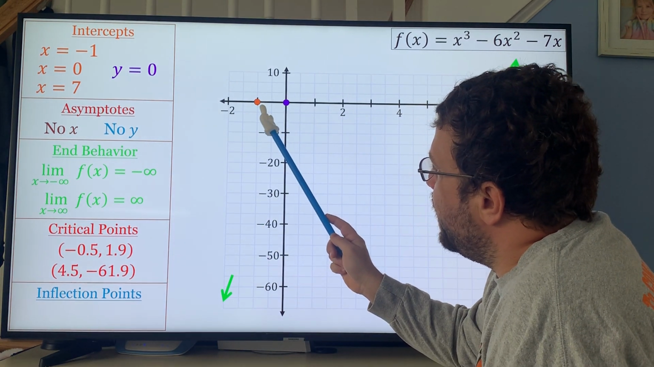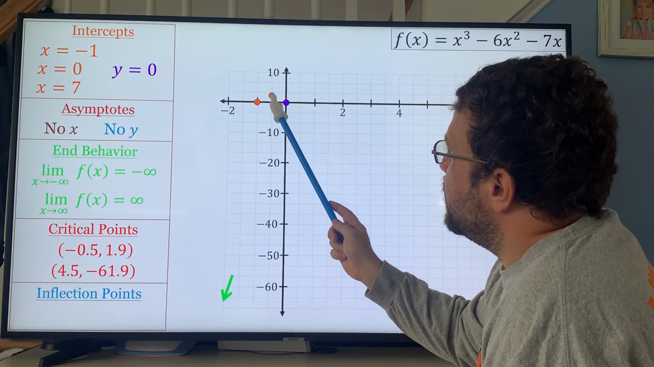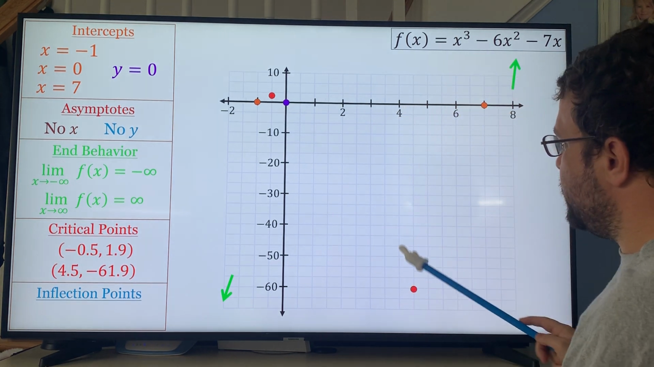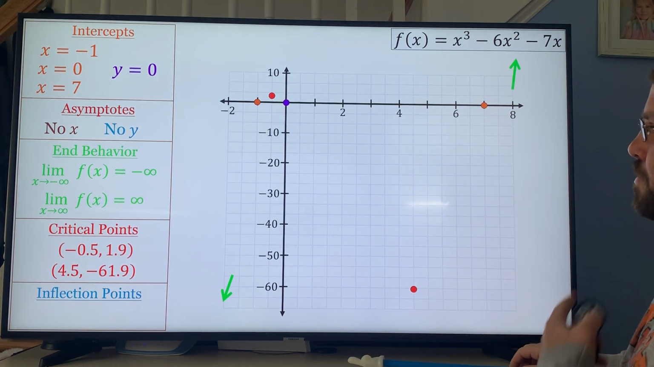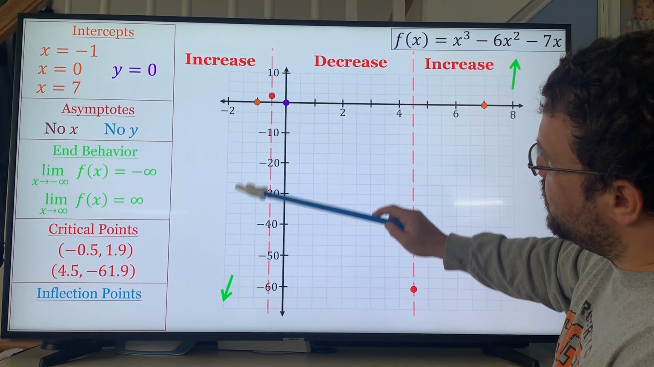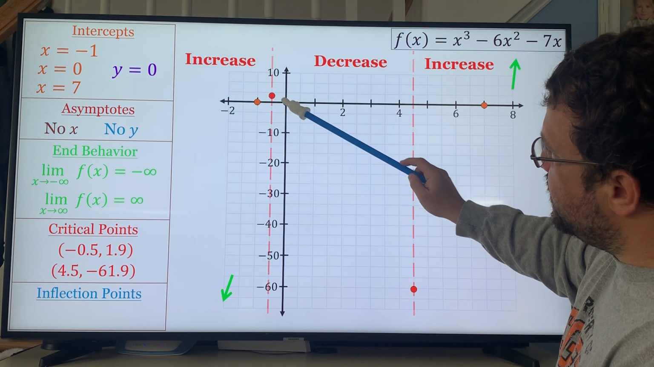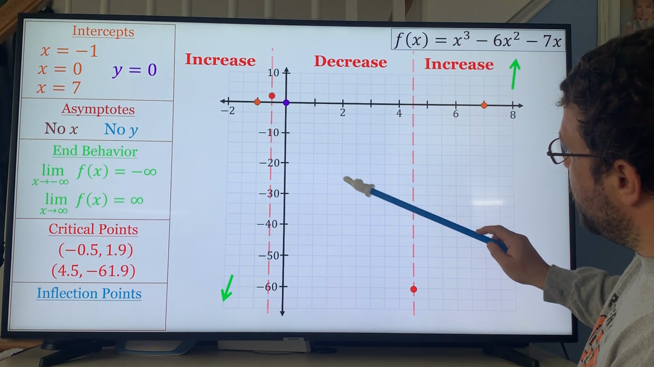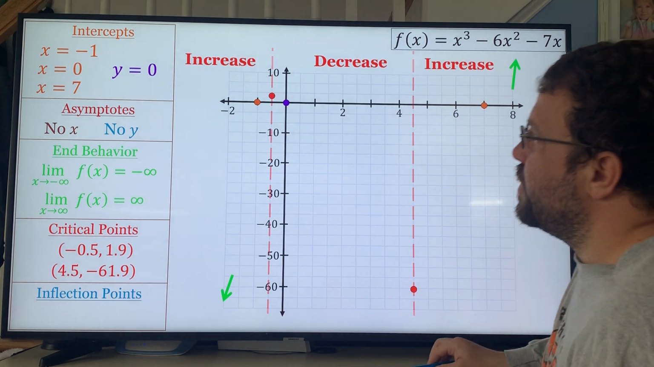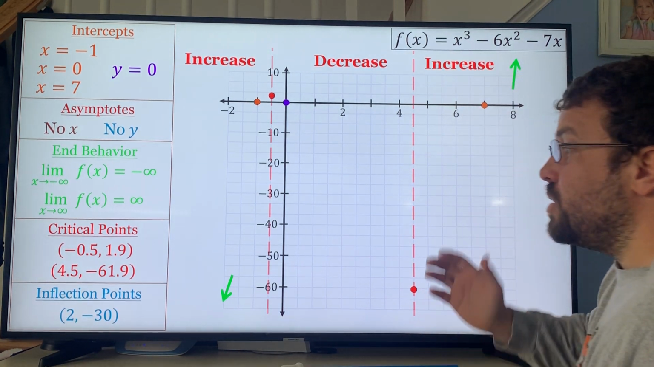-1/2 and 1.9. So we got 1 up here. And then we got 4.5, -61.9. All right, so let's look. What this graph says to do is increase through here till you get to this point, and then it says to decrease. You have to cross the intercept all the way down here, and then you're going to increase and cross the intercept there. So the last thing you know to do is there's only one inflection point.